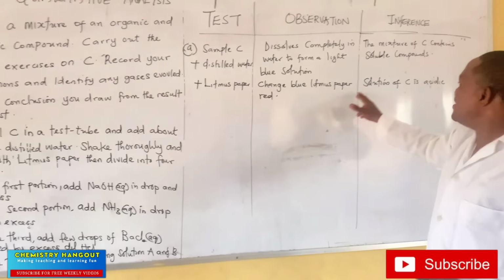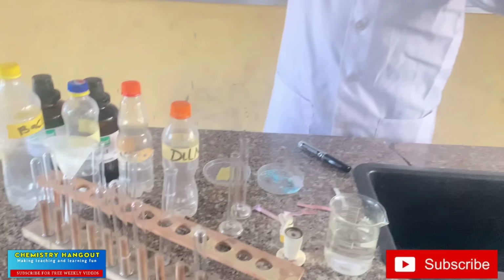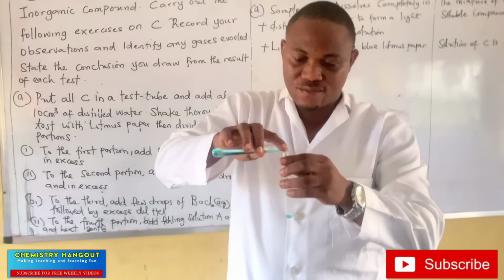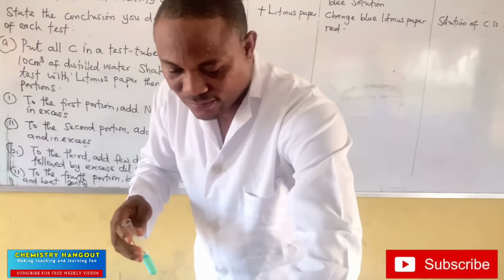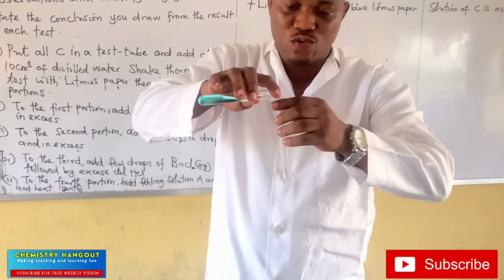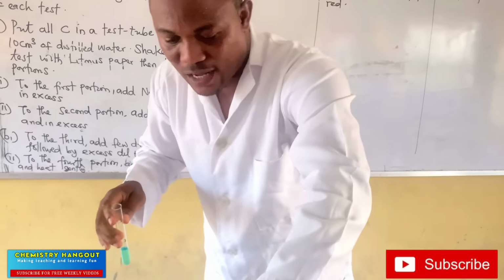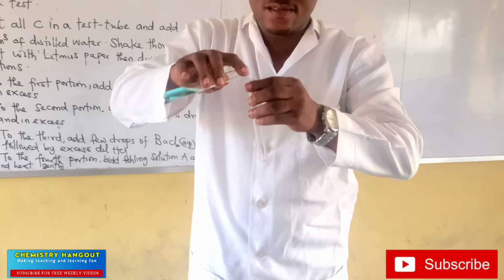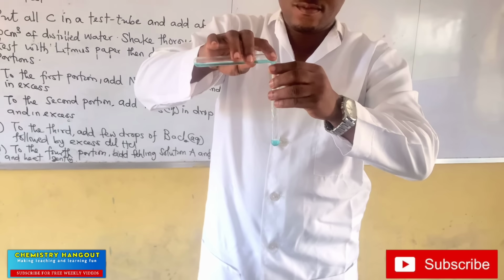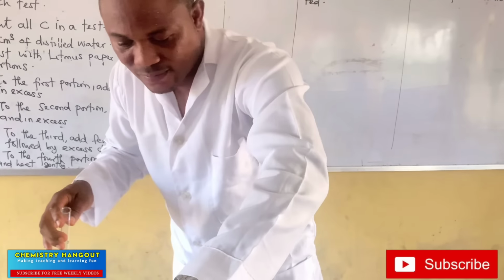Can we move on now? Very interesting. So the next thing, then we go to what? To Roman figure 1. They said to the first portion add. Okay, they said we should divide this into 4 portions now. So let's do that. Let's say this is 1. Let's say this is 2. I'm just trying to follow the instruction. Let's say this is 3. And let's say this is the 4th one.